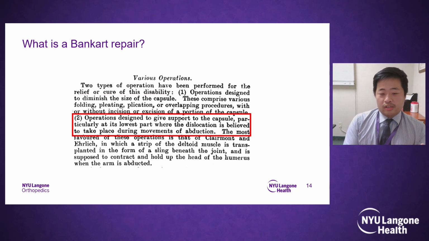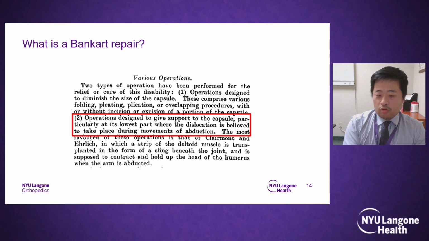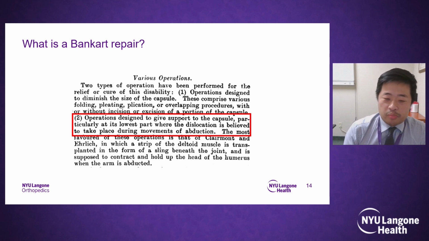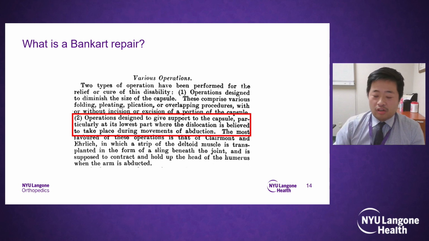People were even doing things such as taking a strip of deltoid and moving that to the inferior glenoid to try to bolster the shoulder up. And I think Dr. Bankart in his paper, if you go read it, makes it very clear that this doesn't really make sense. What we should be doing is probably thinking about the anatomy of the defect, of the problem, and trying to think about what makes sense from an anatomical standpoint.